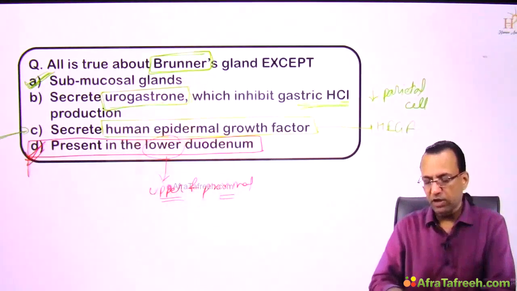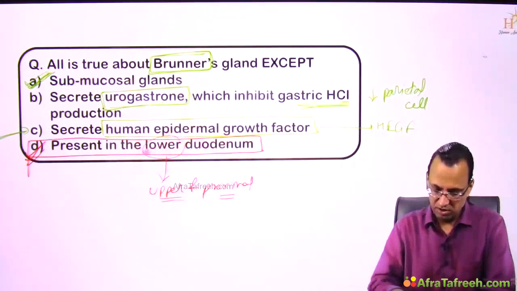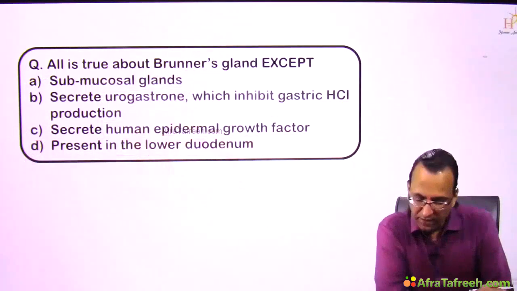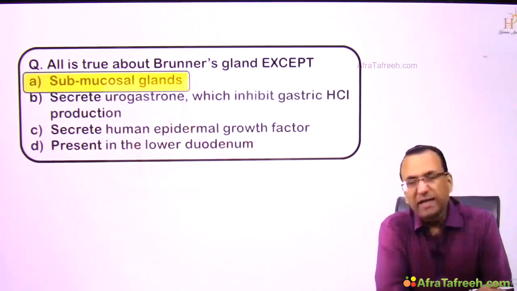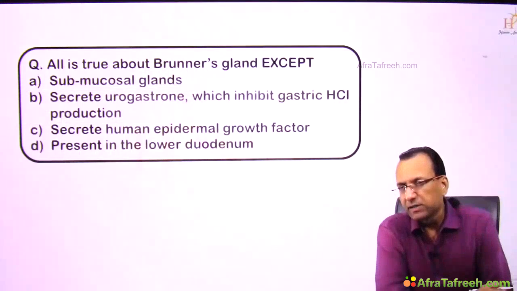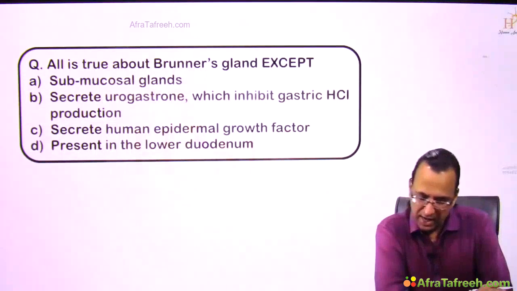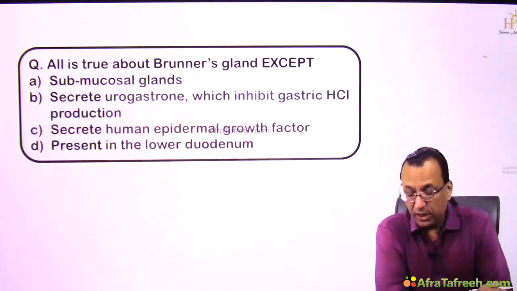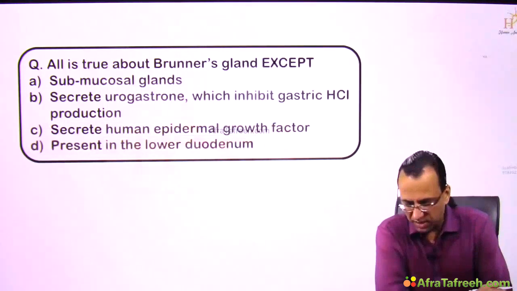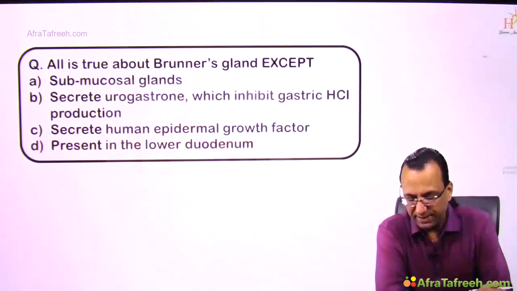You have more chances of duodenal ulcer in the upper and proximal duodenum. That is where you require the Brunner's gland, not in the lower duodenum. So keep this answer, choice number D, and proceed further. We will tell Brunner's glands are obviously in the submucosa, and they are secreting urogastron, which will inhibit the parietal cell, inhibiting acid production, reducing the incidence of the duodenal ulcer. And the other name of urogastron is HEGF, which is increasing mitotic activity and heals the ulcer faster. But this statement is wrong, and that is the answer. It is not the lower duodenum, it is upper duodenum. Keep the answer as choice number D.